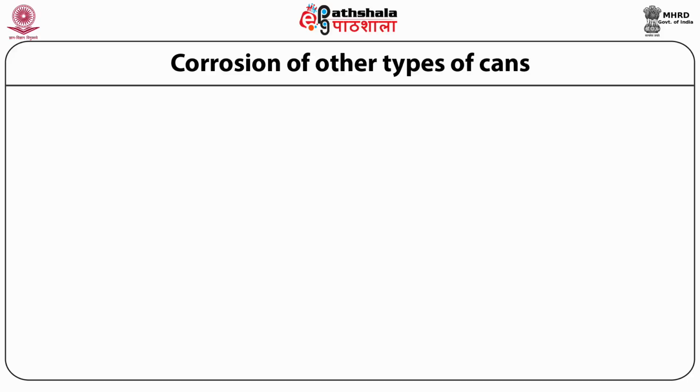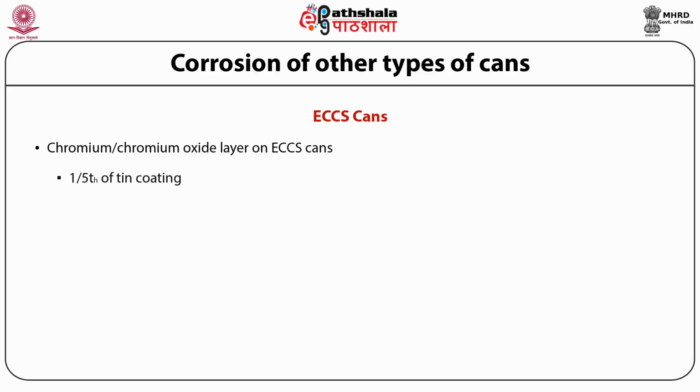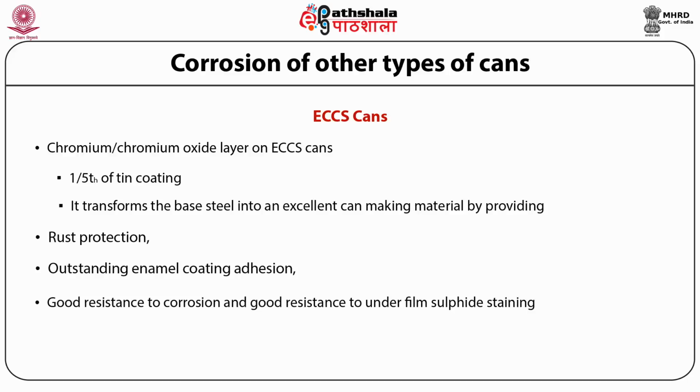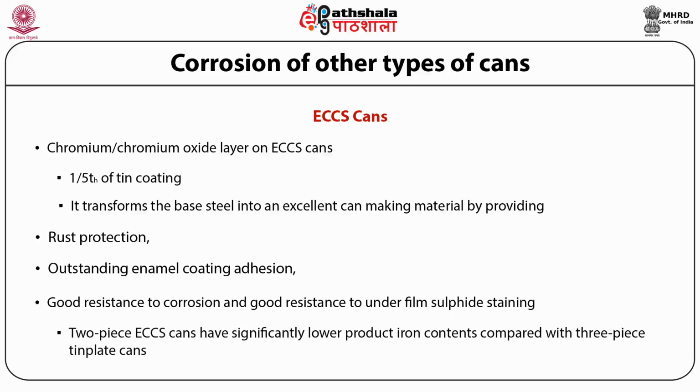Now we will see the corrosion of other types of cans, like the cans which are not tin plate containers. The first one is ECCS cans, or chromium coated cans. Although the chromium or chromium oxide layer on ECCS cans is only approximately 1/5 the thickness of typical tin plate coating, it transforms the base steel into an excellent can making material by providing rust protection, outstanding enamel coating adhesion, good resistance to corrosion, and good resistance to under-film sulfide staining. 2-piece ECCS cans have significantly lower product iron contents compared with 3-piece tin plate cans.